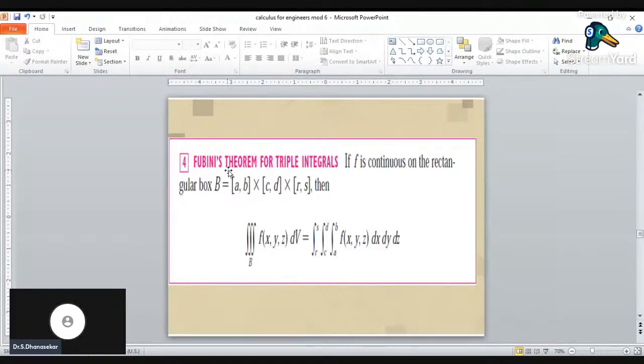You may have a triple integral over a rectangular box, from a to b, c to d, r to s. This is my x value, y value, z value. So dx, dy, dz. It is the same thing. First integrate with respect to x, apply the limits, then integrate with respect to y, apply the limits, then integrate with respect to z, apply the limits.